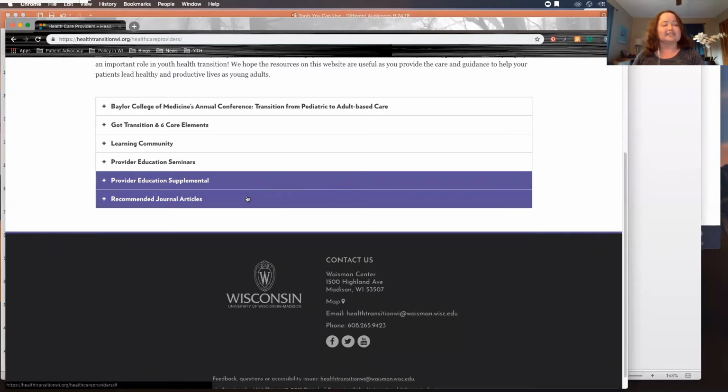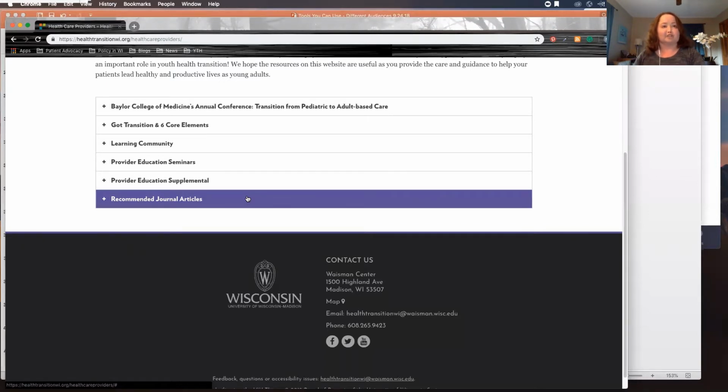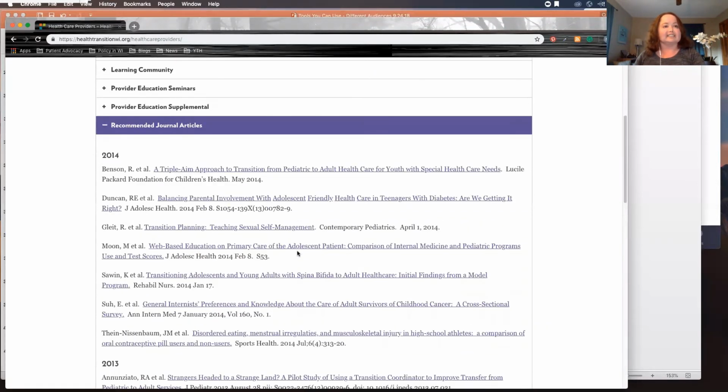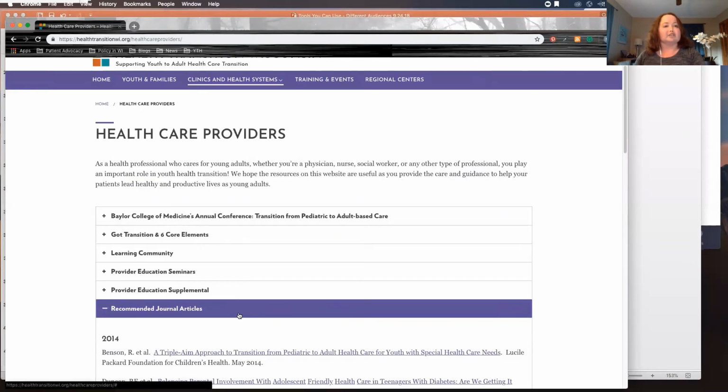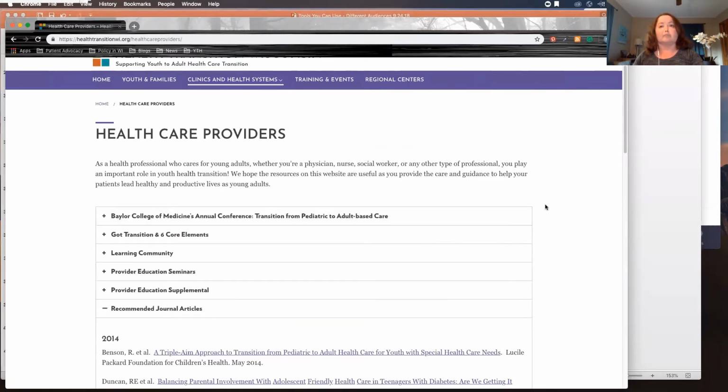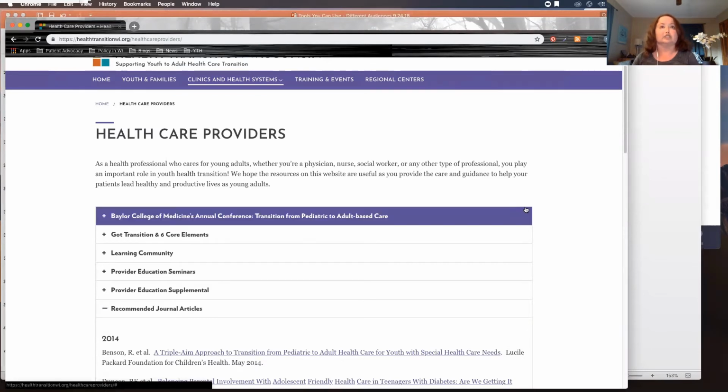One of the additional things that we also offer is journal articles. And these start at 20, there's additional ones, and apparently I didn't hit the save and publish page, so those will be available once I can log out, log back in, and get it all published. But these are journal articles that have been published around healthcare transition.